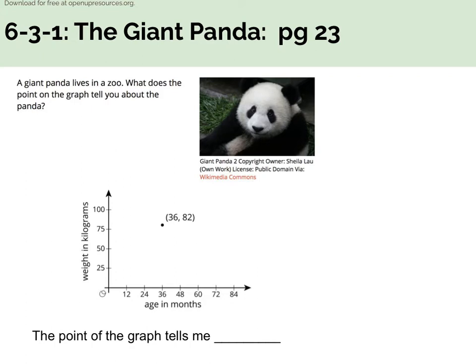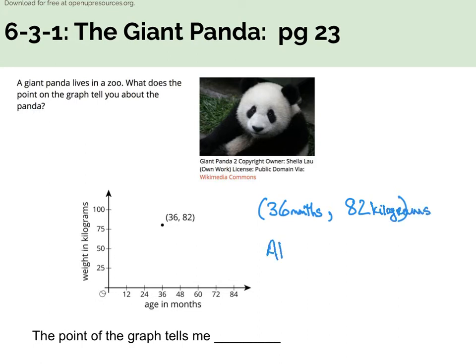So what does this actually say? Well, the easiest way to do it is to go ahead and label that point. We have 36, and then comma, and then 82. So the 36 is the x-axis, that's the age in months. So at 36 months. And then what is the y-axis labeled? That's weight. So at 36 months, the panda will weigh 82 kilograms.